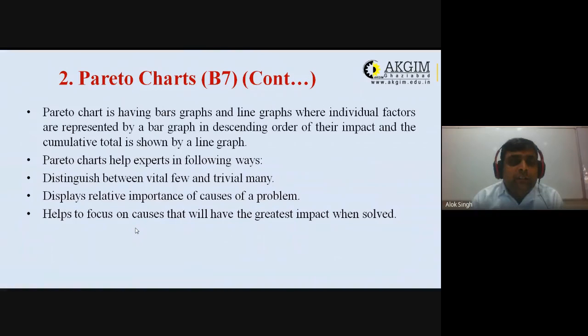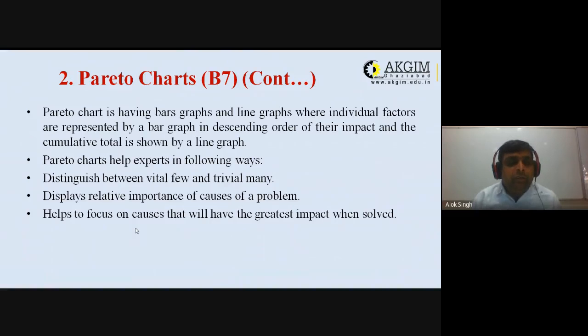The Pareto chart helps experts in the following ways. You may distinguish between the vital few and the trivial many, meaning what the vital few causes are, what the various problems are, and what the implications of those causes are. Next, it displays the relative importance of the causes of a problem, and helps you focus on the causes that will have the greatest impact when solved. So basically you may identify those 20% of causes that are responsible for 80% of the problems in your organization.